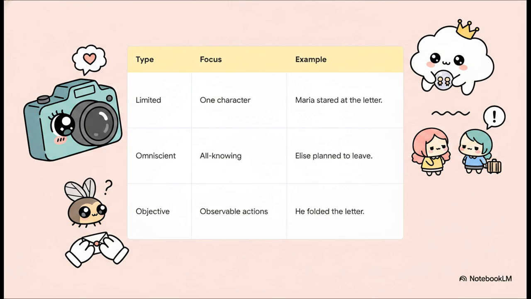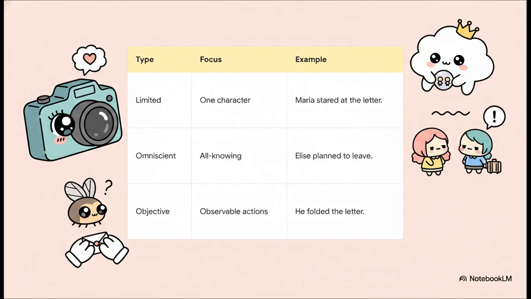Now, what's really interesting here is seeing how narrators can exist completely outside the story itself, using he, she, or they. And there are three main flavors to this. First, we have third-person limited. This is where the camera tracks just one character super closely. We see Maria staring at the letter, and we get to know her private inner thoughts.